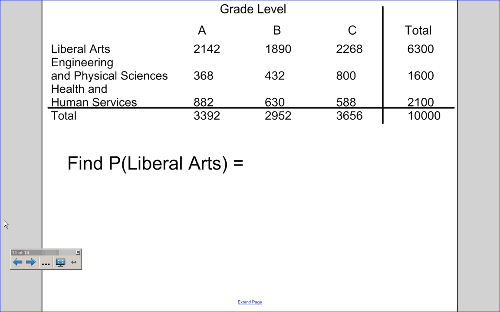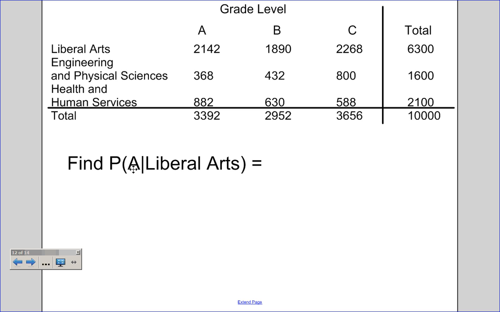Alright, hopefully you're getting the hang of this a little bit. Now let's see if we can do it from a table. Now in this situation, what's the probability that a randomly chosen event here comes from a liberal arts course? This is a distribution of grades A, B, and C in different categories: liberal arts classes, engineering, physical science, and health and human services. There's a total of 10,000 grades being looked at. So the probability that it's liberal arts will be 6,300 out of 10,000, which is just 0.63.